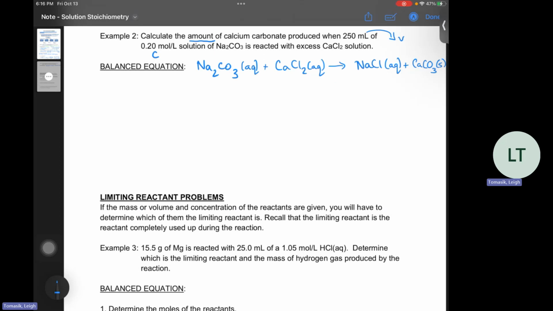Let's check. Is my equation balanced? No. I have 2 sodiums on the left and only 1 sodium on the right. So I'm going to put a 2 there. I have 1 carbonate on the left, 1 carbonate on the right, 1 calcium on the left, 1 calcium on the right, 2 chlorines on the left, and 2 chlorines on the right. So everything is balanced. So number 1, right, we are going to find the moles of Na2CO3.